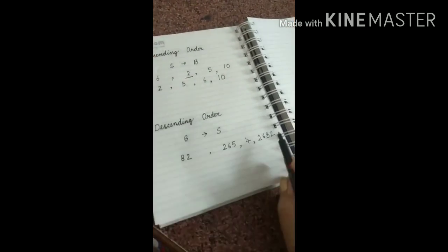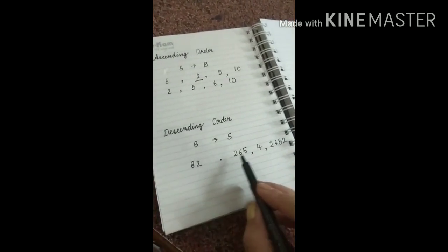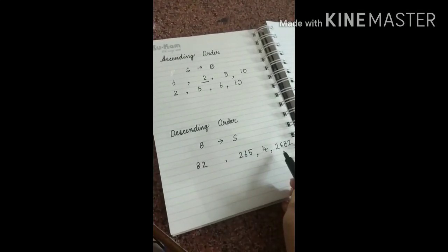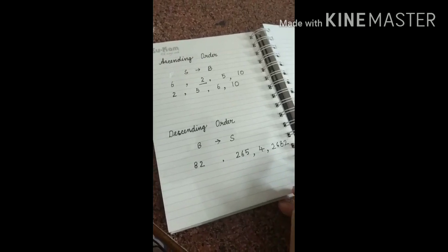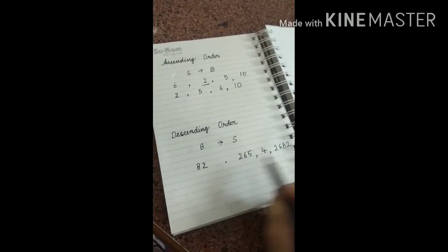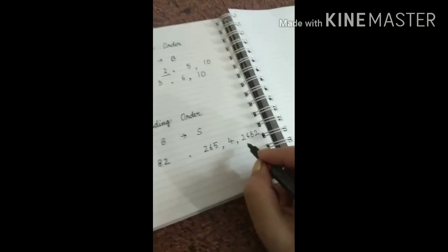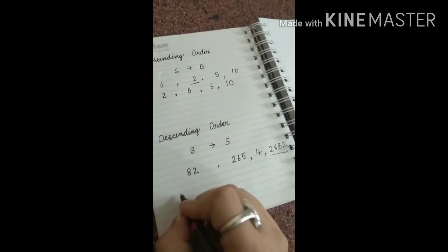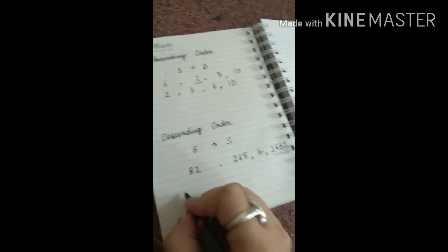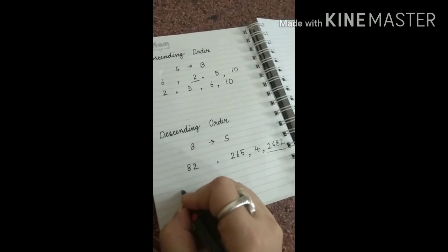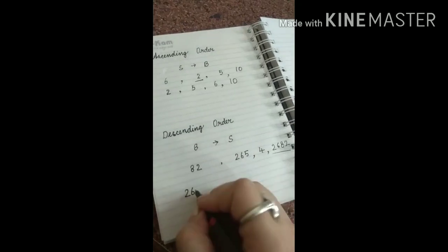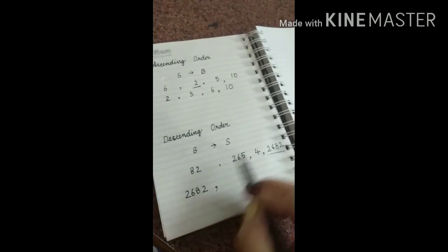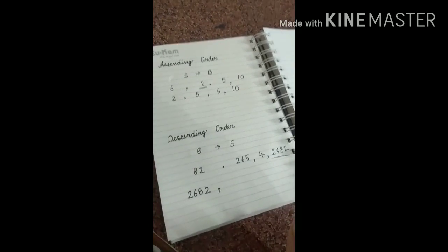So big to small. You have to see that in all these 4 numbers, 82, 265, 4 and 2682, which is the biggest number. You can see this 4-digit number is the biggest one. So we will write this 2682 first. This is the biggest number. Because we are writing big to small, this number will be the first one.